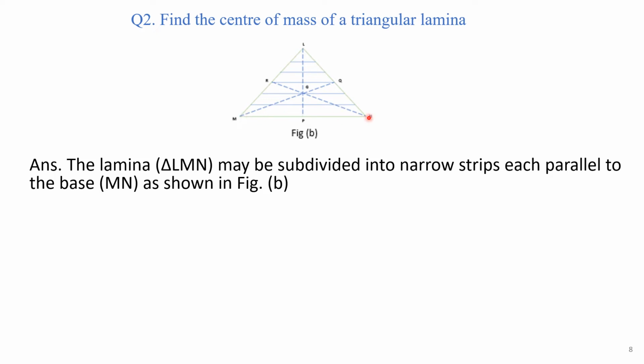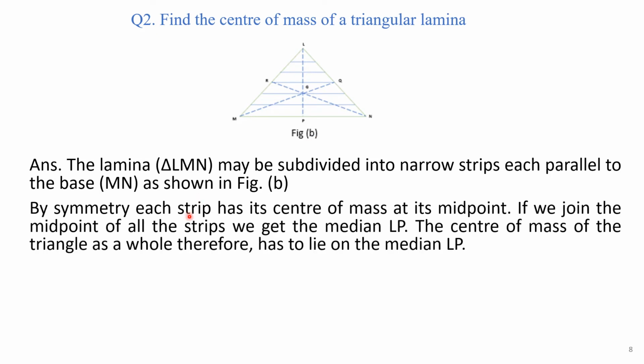LMN may be subdivided into narrow strips parallel to the base MN. This is the base MN, and we are dividing it into a number of narrow strips as shown in the figure. By symmetry, each strip has its center of mass at its midpoint. If we join the midpoints of all the strips, we get the median LP. We mark the center of each strip and join them. That is LP. The center of mass of the triangle as a whole, therefore, has to lie on the median LP. This is L and P.